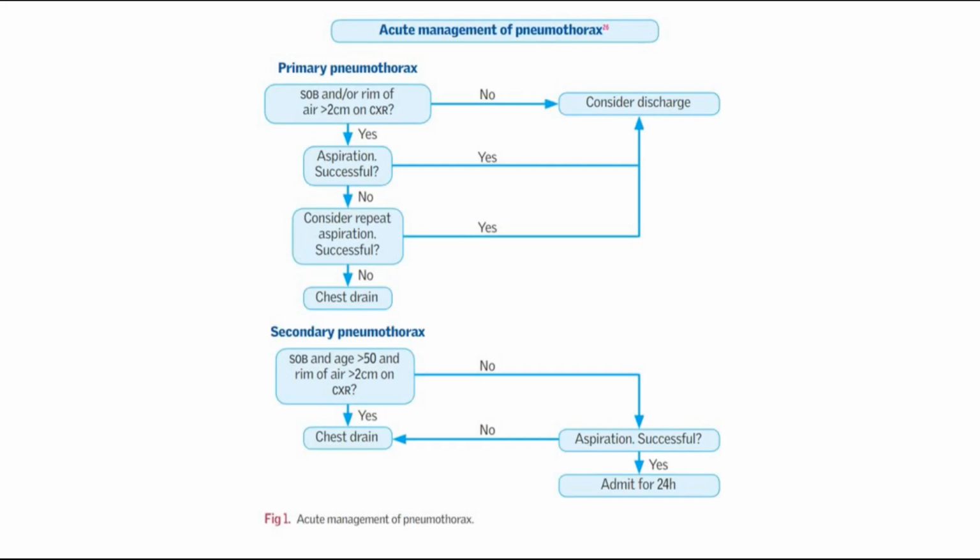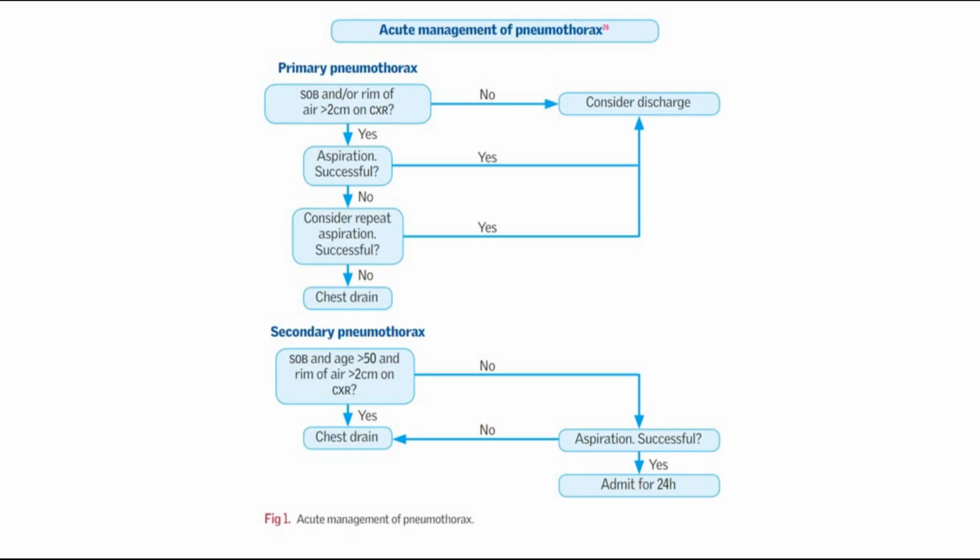primary and secondary pneumothorax. So for primary pneumothorax, does the patient have shortness of breath, and or is the rim of air more than 2 cm on the chest x-ray? If yes, we do aspiration of the pneumothorax. If no, we can consider discharge. So if we went for aspiration and it is not successful, we consider repeating the aspiration. And if still not successful, we can do chest drain for the patient.